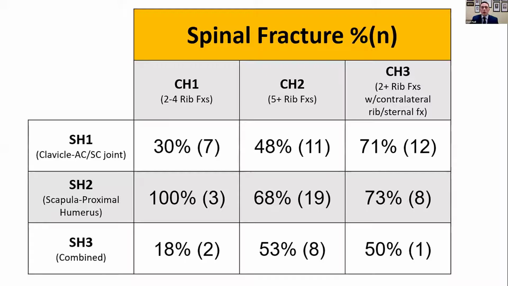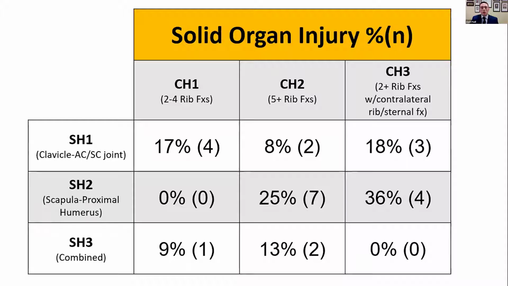And so our thought for why this happens, this is just more trends with spinal fractures, is that when someone breaks both their scapula and their clavicle, it kind of has an accordion effect or a shock absorption effect, sort of like how your car hood would crumple if you get into an accident, preventing more serious injury, I should say. So here's solid organ injury, again, increasing as the number of rib fractures go up, but then with our combined SHA 3, we have a lower percentage.